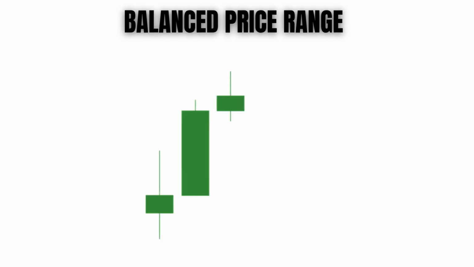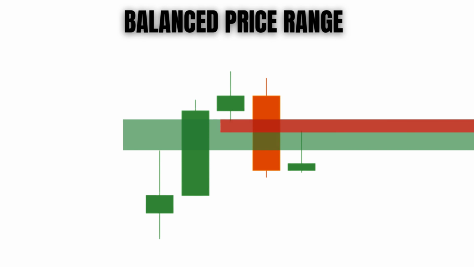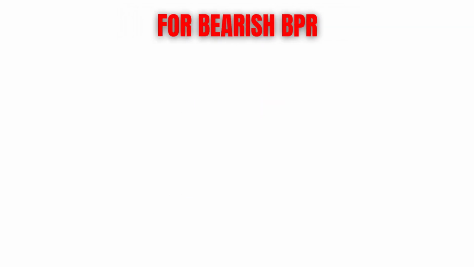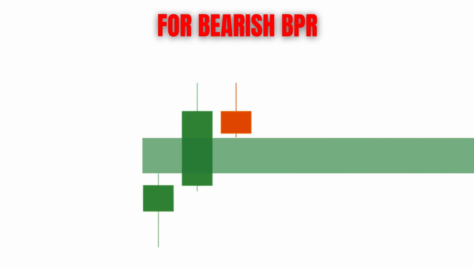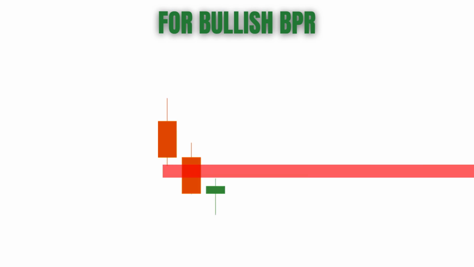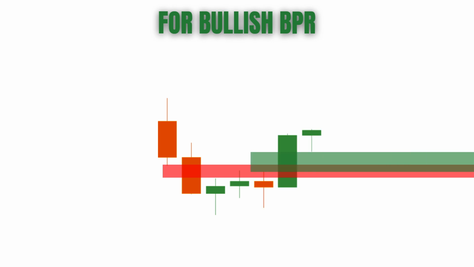After the sweep, the bot tracks fair value gaps. When a bullish FVG and a bearish FVG overlap, that overlap zone is the BPR, the balanced price range. This is our entry zone. For a bearish BPR after a high sweep, the bullish FVG forms first, then the bearish FVG overlaps it. For a bullish BPR after a low sweep, it's the opposite. Bearish FVG first, then bullish overlaps.